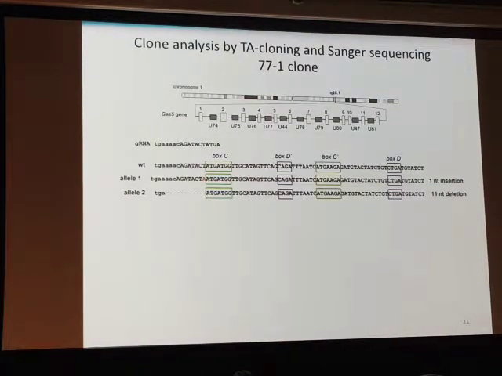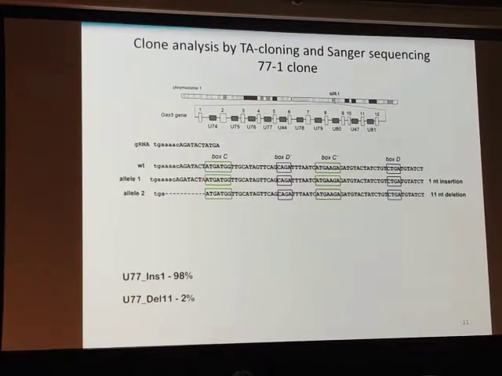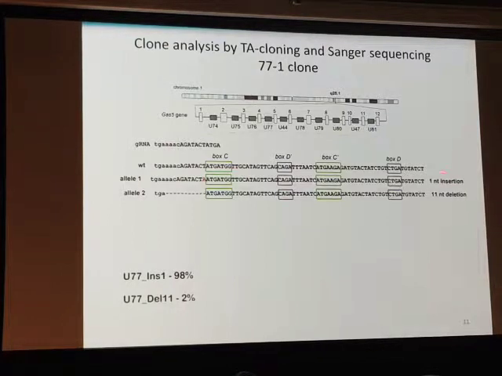Next, we also isolated a monoclone with mutations in U77 RNA. This clone carried two mutations: an insertion of 1 nucleotide, denoted in red, and a deletion of 11 nucleotides. RNA-seq analysis showed that both forms are present in the mature transcripts in these cells, with the first one, this one, being more abundant than the other, with a ratio of approximately 50 to 1.